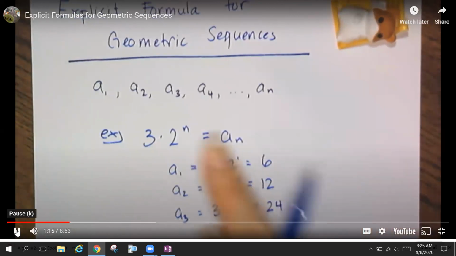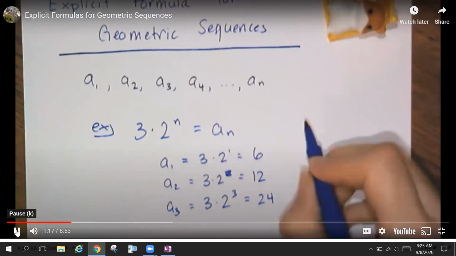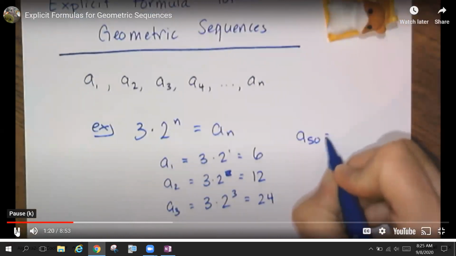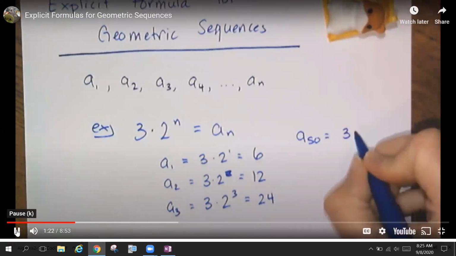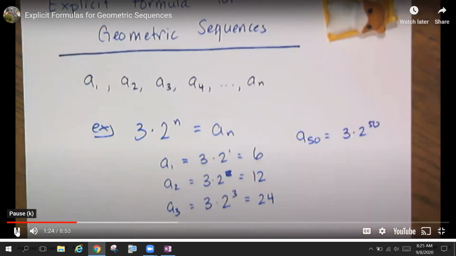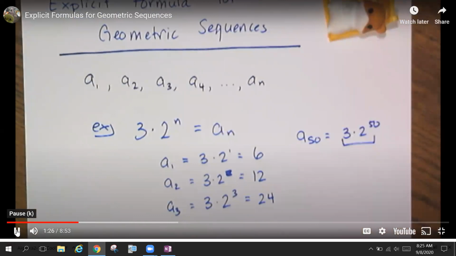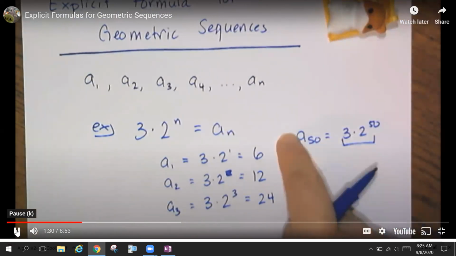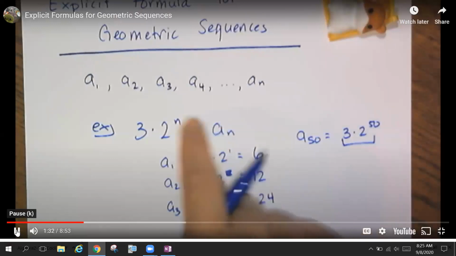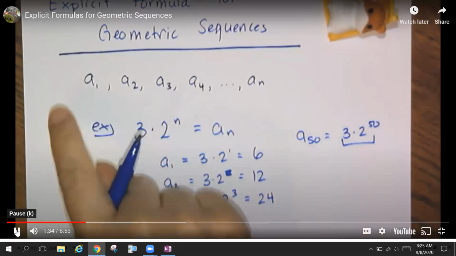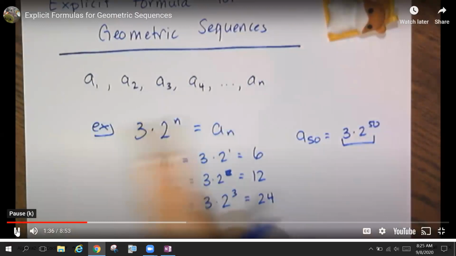Now, the benefit of an explicit formula is if I want to find the 50th term, I can just plug in a 50 and get the value of the 50th term. If I had a recursive formula only, then I'd have to know 49, and then 48, and 47, 46, all the way down to the first term, which is not fun. So that's the benefit of an explicit formula.